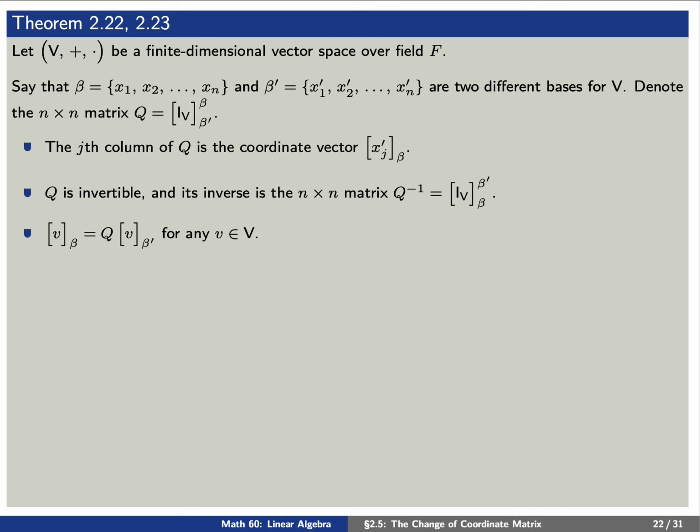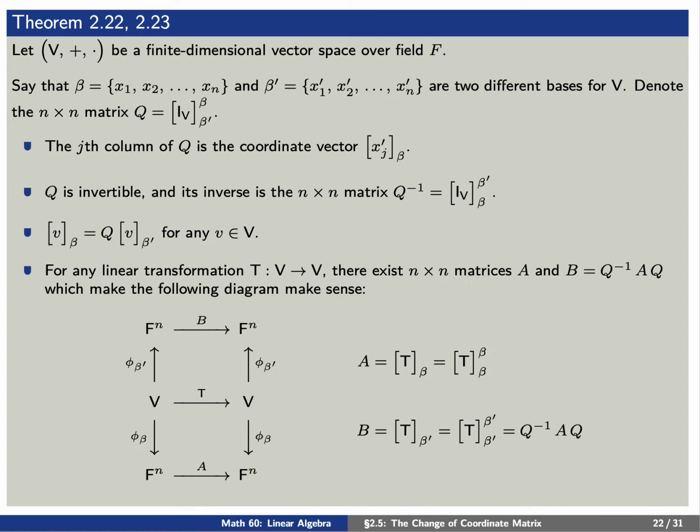Third, we see now how the coordinate vectors are related. The coordinate vector of a vector lowercase v in our vector space capital V with respect to the old basis beta is simply the matrix product of Q times the matrix representation of the same vector v with respect to the new basis beta prime. And finally, we can piece everything together as follows.